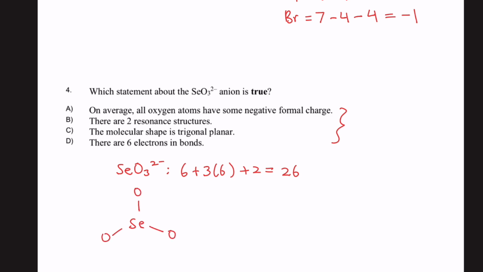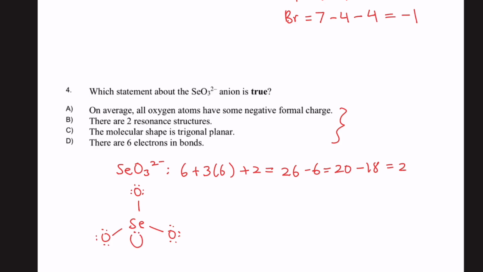Remember that oxygen is always going to be on the outside. So I'm going to subtract. I have 6 electrons right now involved in bonds, so I have 20 left to place. 1, 2, 3, 4, 5, 6. So I just placed, how many did I place down? 18. So I have 2 left, and I'm going to place them on the selenium.